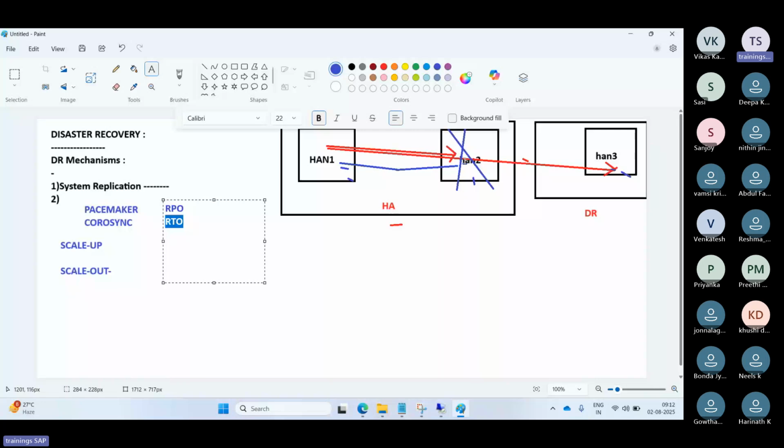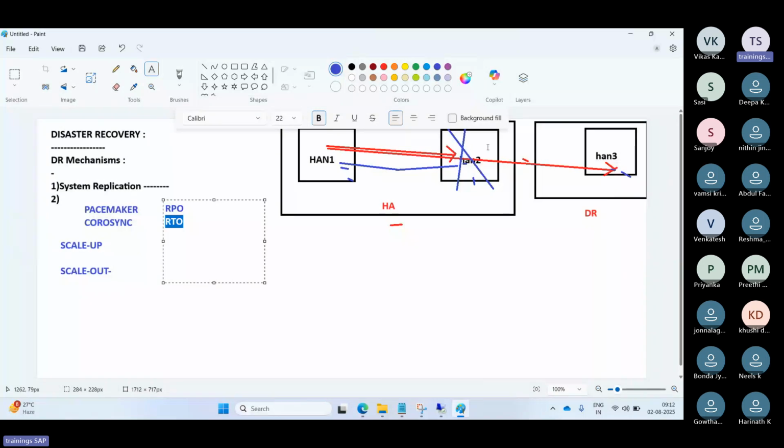Save point to save point, that gap is called the RPO, right? That is the RPO, recovery point objective. If your RPO is 15 minutes, then in case of failure, your backup and replication should not lose more than 15 minutes worth of data.